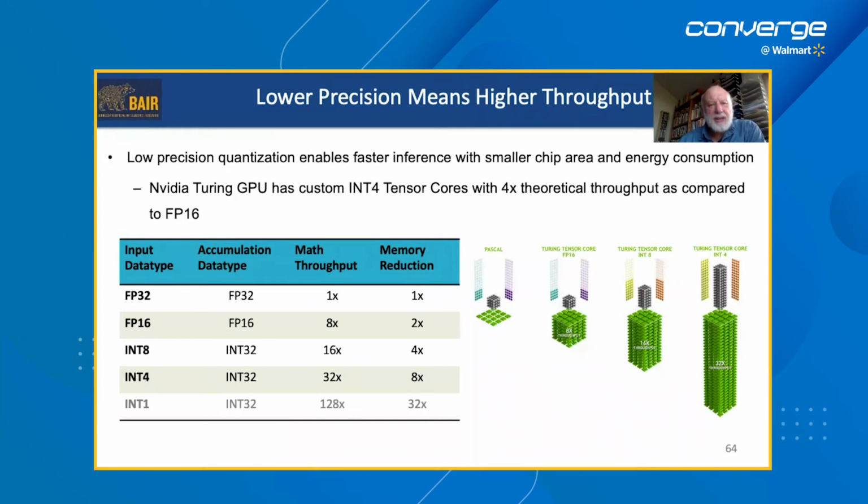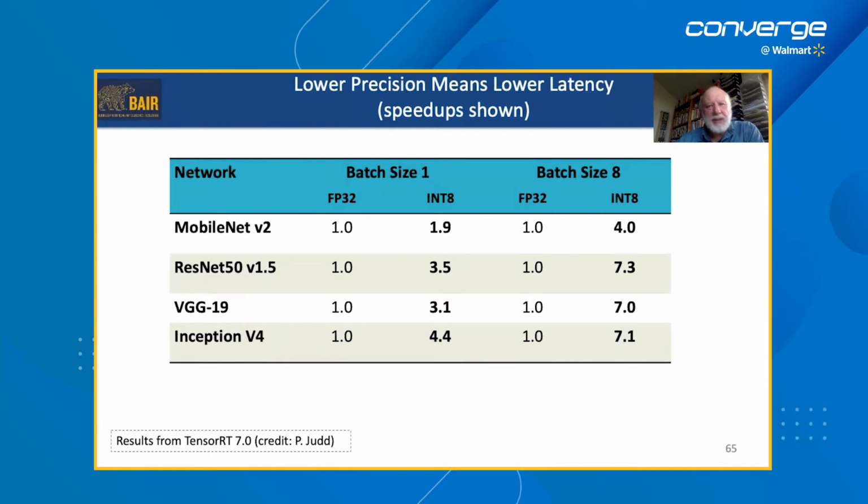Lower precision also means higher throughput, and these are a little bit idealized values. I should also mention that although I've often talked about embedded applications, here the results that I'm showing are relative to NVIDIA Turing GPUs with their Int4 tensor cores. With the obvious memory reduction on the far right, we also see a higher throughput for mathematical operations, going up to, say, a factor of 32 with int 4. Lower precision means lower latency, and so the speedups are shown here for batch 1 and batch 8, comparing floating point 32 again to int 8, and you can see factors of 4 to 7 in terms of the actual speedup.